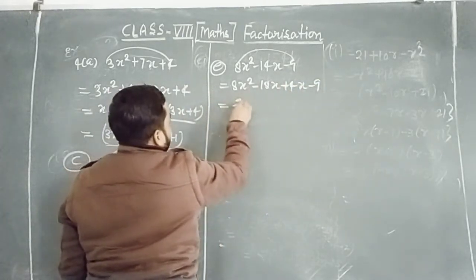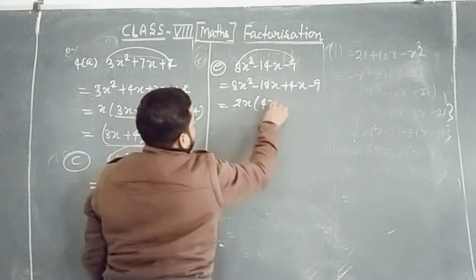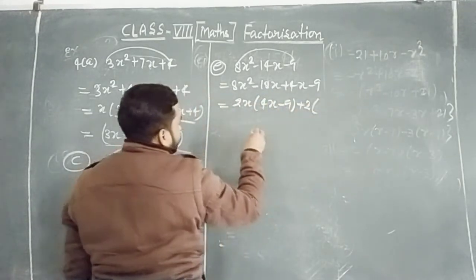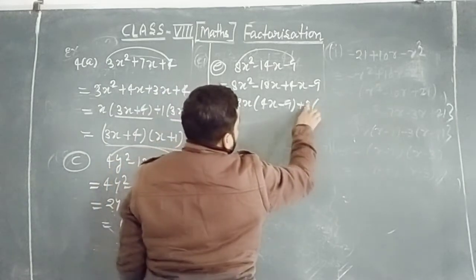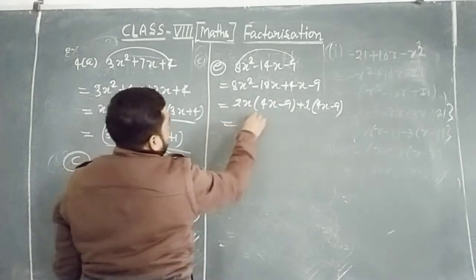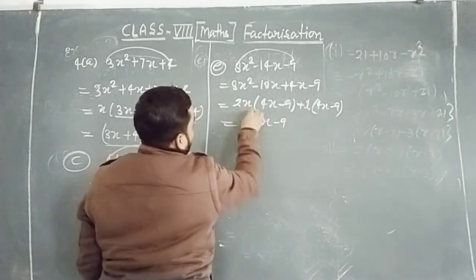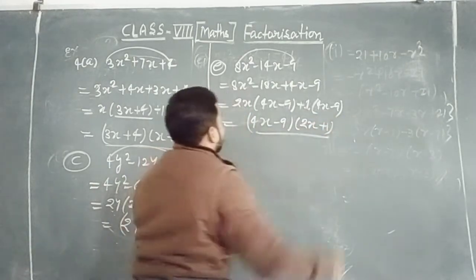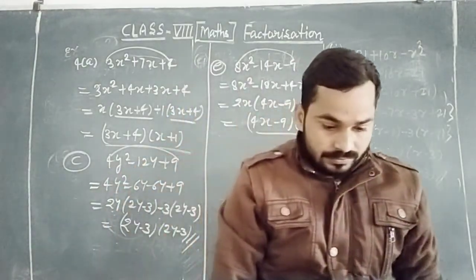Taking common 2x, so 4x minus 9, plus 2 is common. No, 1 is common, 4x minus 9. So factors are 4x minus 9 and 2x plus 1. So these are the factors of E part of this question.